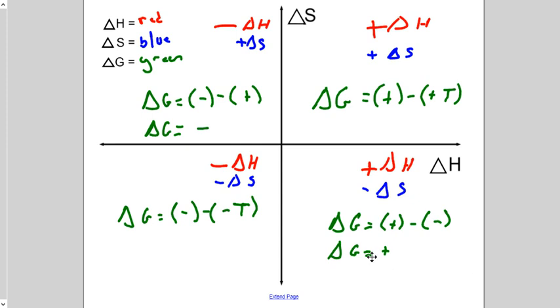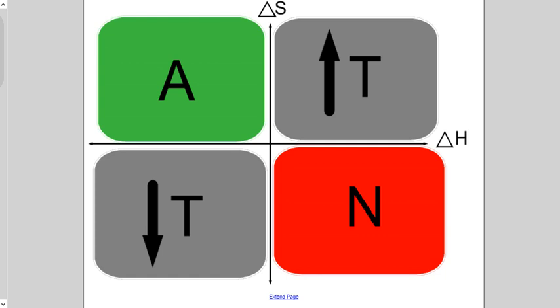And then, last but not least, over here, positive minus a negative, this will always be positive. So if delta H is negative, delta S is positive, always. If delta H is positive and delta S is negative, never. Both positive, at high temperatures. Both negative, low temperatures.